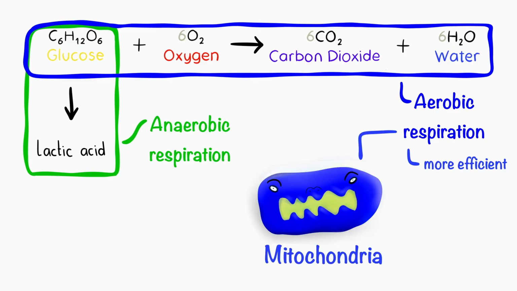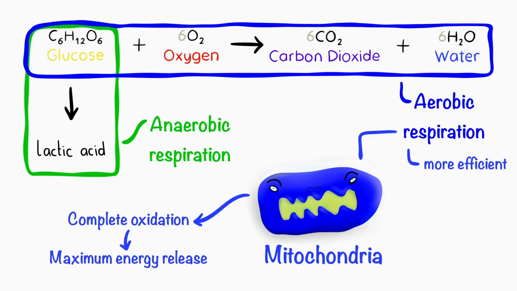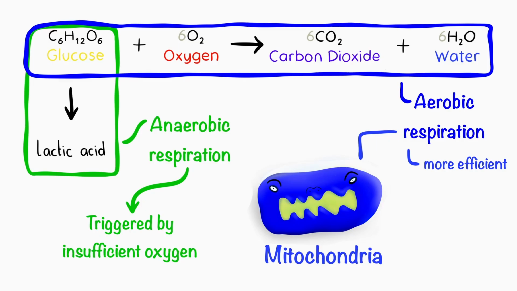Aerobic respiration happens all the time in plants and animals. Most of the reactions take place inside specialized structures called mitochondria. This process releases a large amount of energy from each glucose molecule because the oxidation of glucose is complete when oxygen is available. Anaerobic respiration occurs when there isn't enough oxygen available.